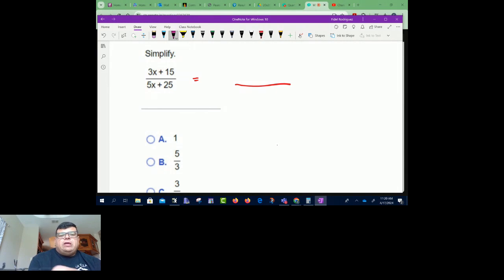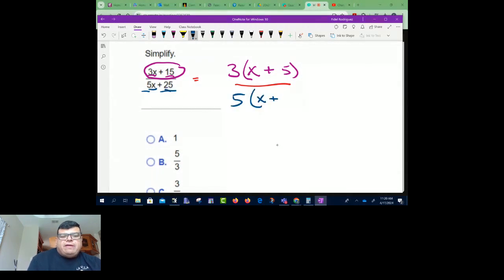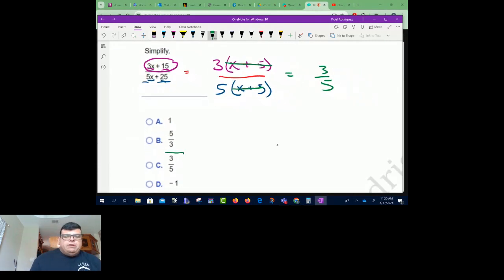Y'all, let's do the same thing here. Let's take a look at the top. Out of the top, I know I can factor out a 3, and I'm left with an X here, and 3 goes into 15 5 times. And on the bottom, we can take out a 5. And if I take a 5 out of here, I've still got that X. And 5 goes into 25 5 times. So look, that X plus 5 and that X plus 5 are going to cancel out. So I'm just left with 3 over 5. And that appears to be my choice for C. Okay.